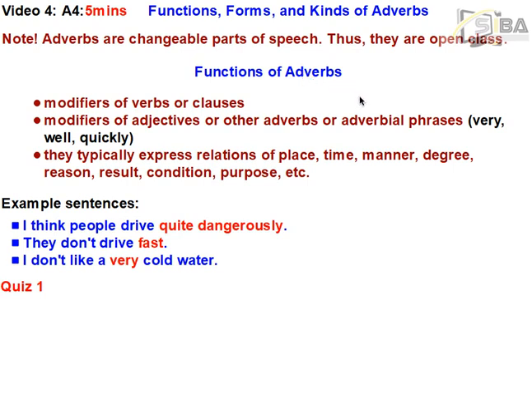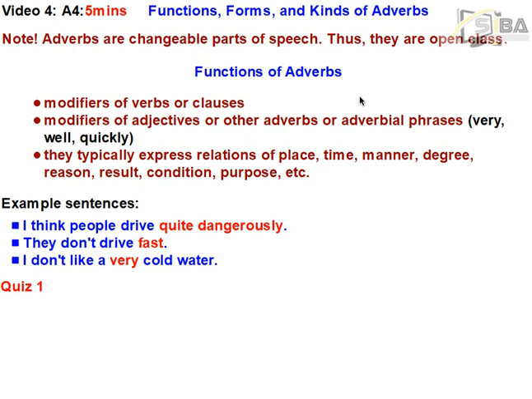The next one is modifiers of adjectives. Adverbs do not modify only verbs. They do modify adjectives as well, and also other adverbs and adverbial phrases. So examples like very, well, quickly. Okay, so these are the words or the adverbs we mostly use to modify adverbs and other adjectives. We shall be looking at examples, so don't worry.